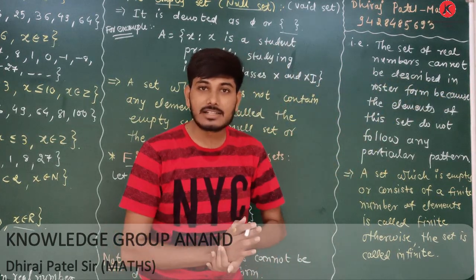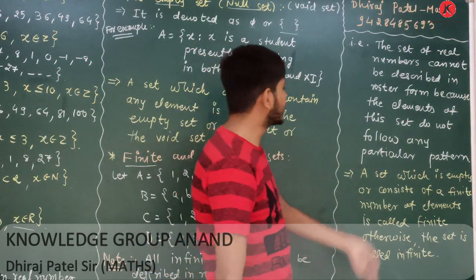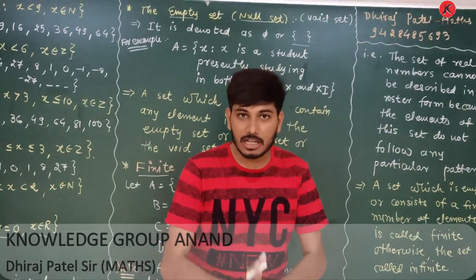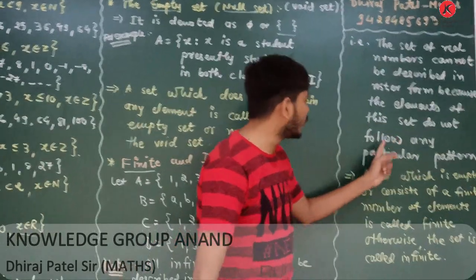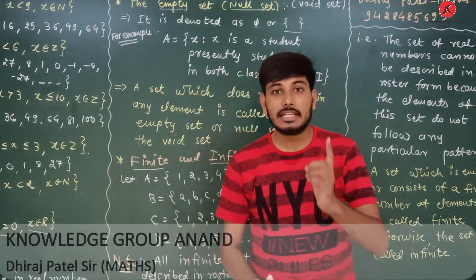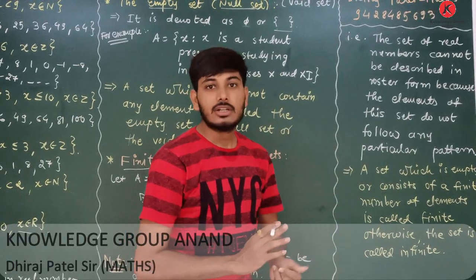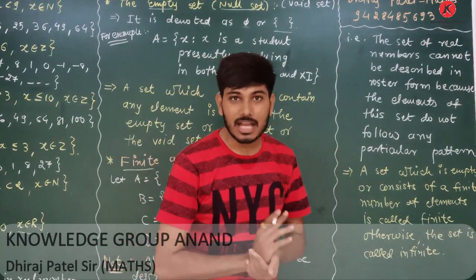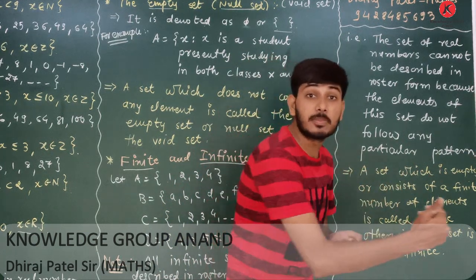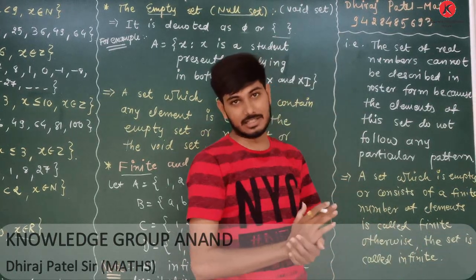Why? We can't describe the set of real numbers in roster form because the elements of the real number set do not follow any particular pattern. Suppose I write the set of all natural numbers, then they are 1, 2, 3, 4, 5. They follow a particular pattern. Then we can write this.